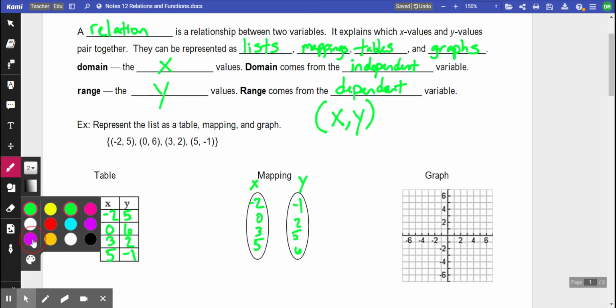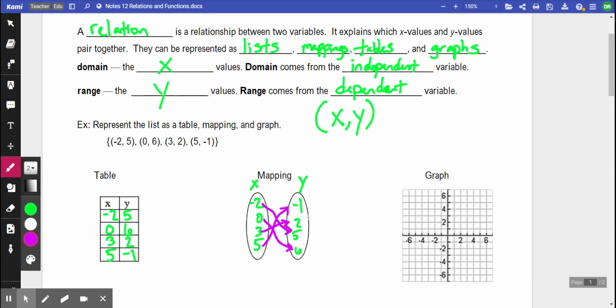And so then the way that this mapping works, to know which number -2 gets paired with, is you just draw arrows. So -2 gets paired with 5, so you'll draw an arrow from -2 to 5. 0 gets paired with 6, so you draw an arrow from 0 to 6. 3 gets paired with 2, so you draw an arrow from 3 to 2, and 5 gets paired with -1.